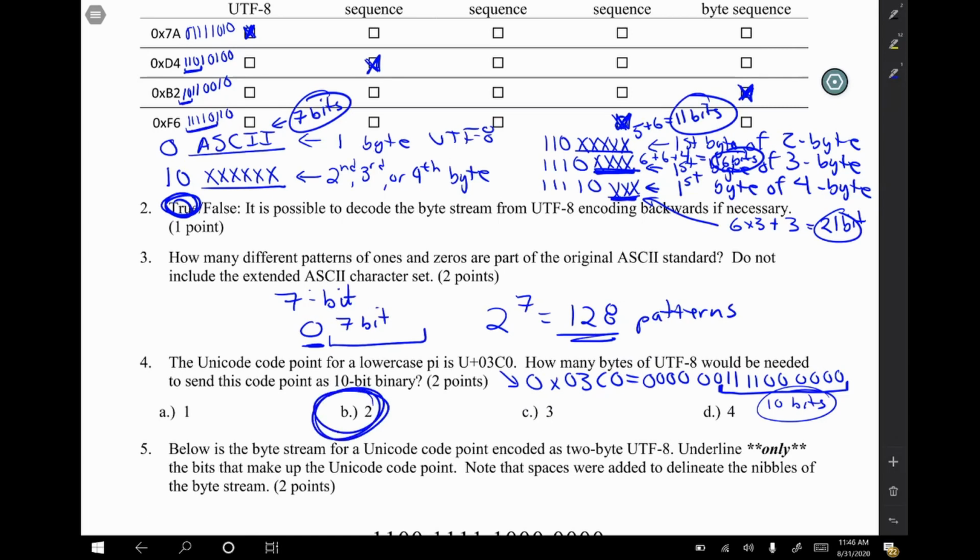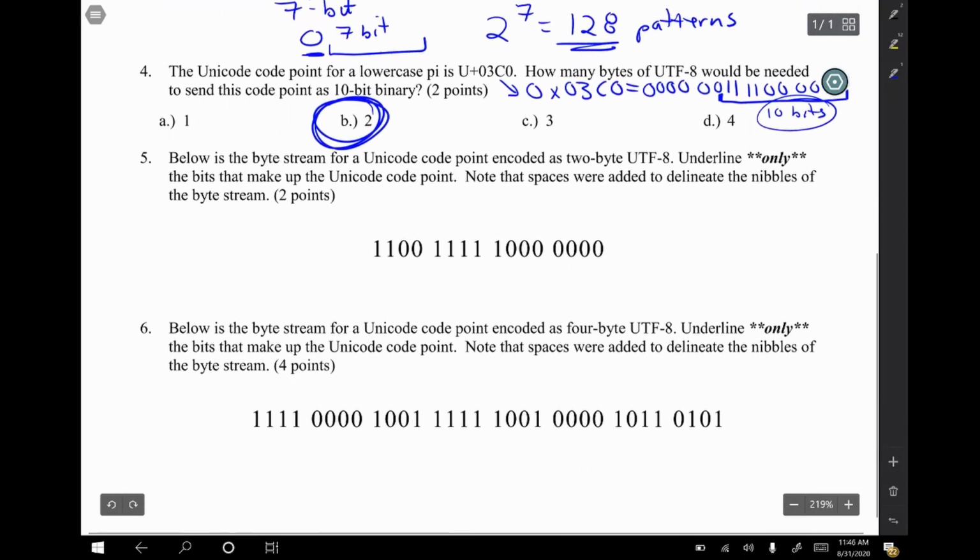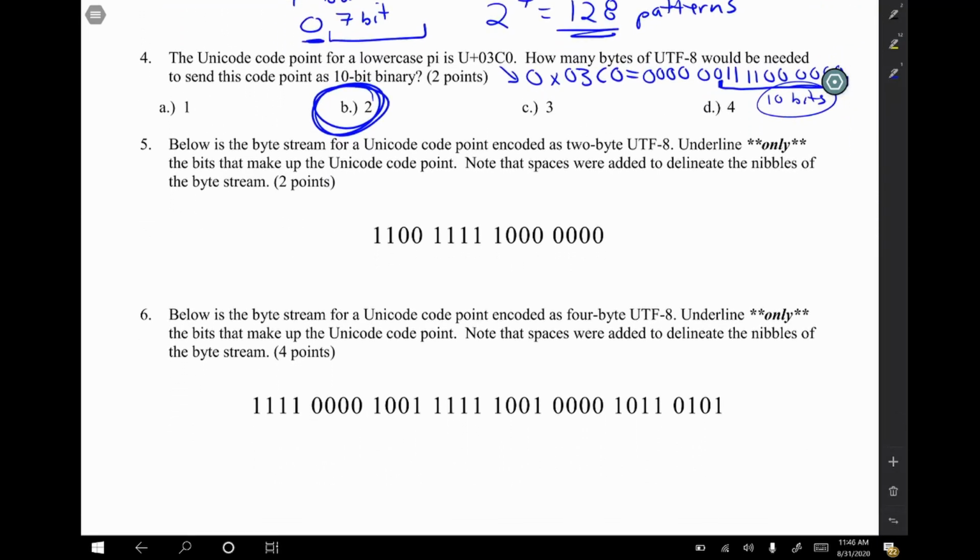2 bytes is exactly enough. Well, not exactly enough. It's actually a little bit more than we need. 1 bit more than we need. But that is the answer, 2 bytes.